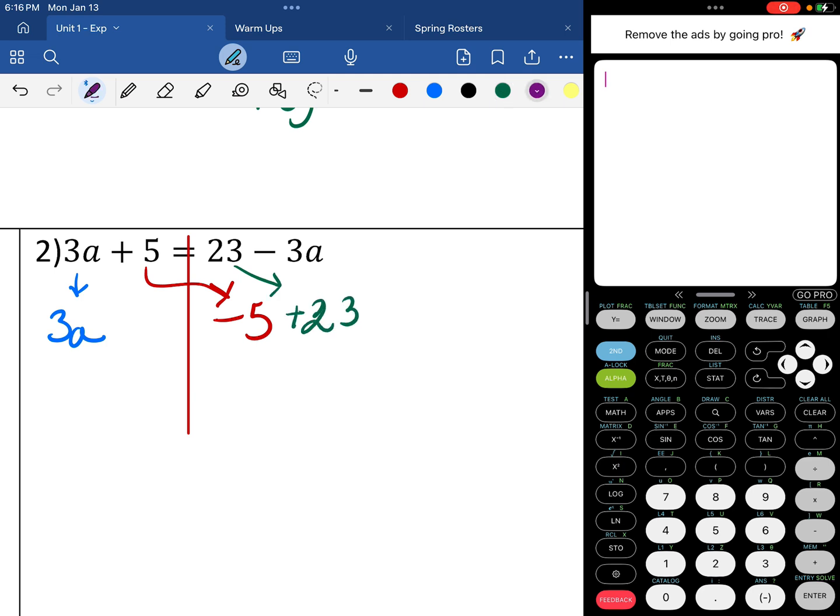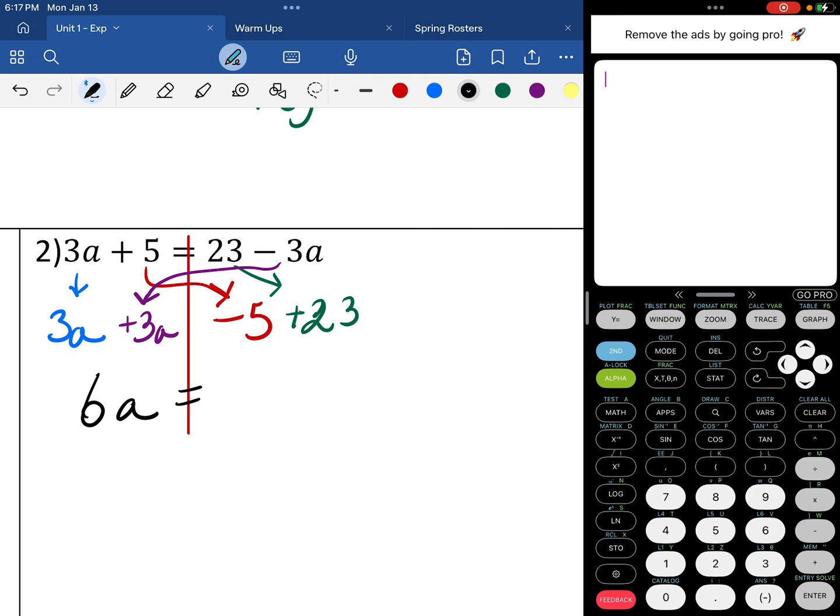And then last but not least, we have negative 3a. It has an a in it, so that means it's going over here. If it's a negative on one side, when we bring it over, it becomes positive. Now we combine like terms. 3 plus 3, that's 6, and its last name is A.